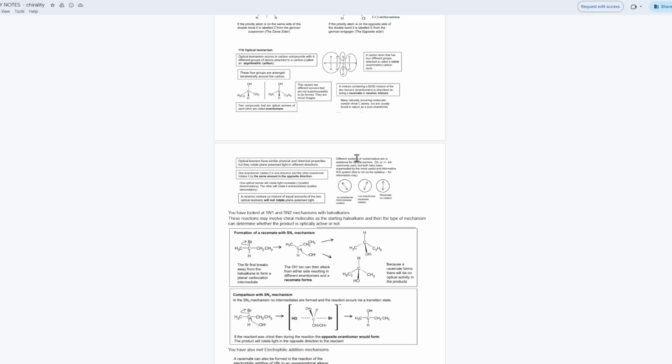Optical isomerism occurs in carbon compounds with 4 different groups of atoms attached to the carbon, called an asymmetric carbon. A carbon atom that has 4 different groups attached is called a chiral carbon. Okay, got all of that down. These 4 groups are arranged tetrahedrally around the carbon. This causes 2 different isomers that are not superimposable to be formed. They are mirror images. Wonderful.